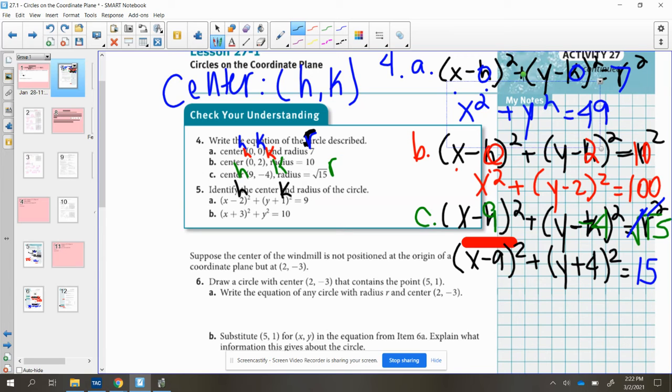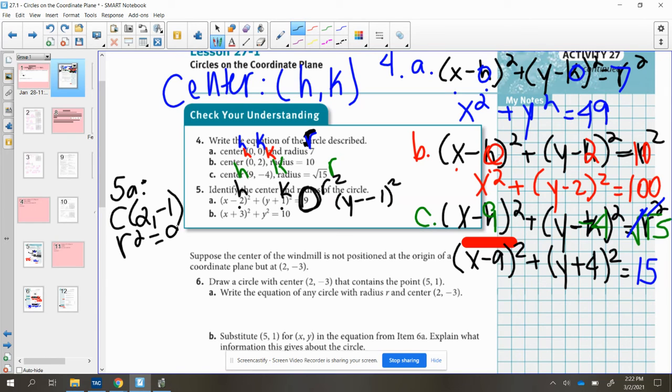But remember, it's like saying x minus h and then y minus negative 1, right? So we have to be careful because for number 5a, our center is actually at 2, comma, negative 1. It's almost like an opposite game here, okay? And then the radius is not 9. The radius is the square root of 9 because remember, it's r squared in the equation. So r squared is 9, so r is just 3.